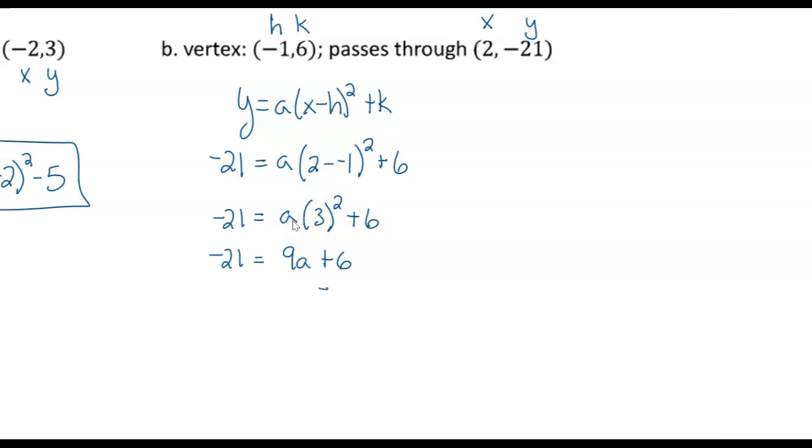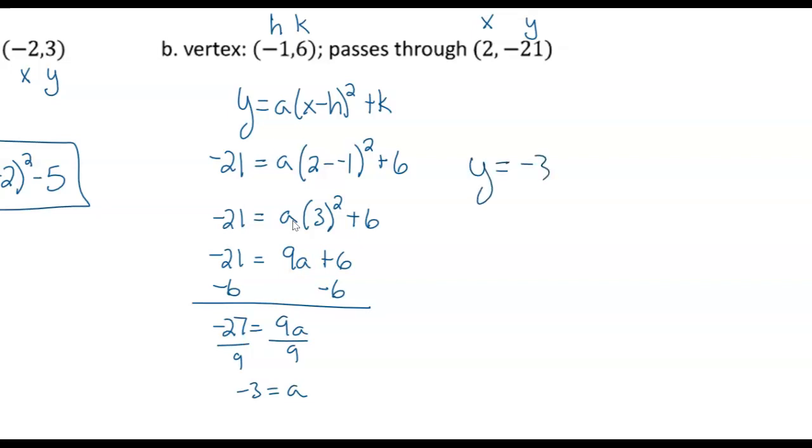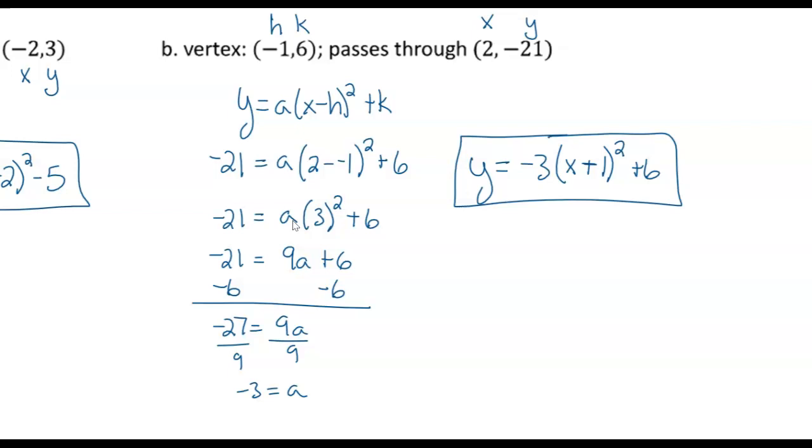Then we're solving for a, so we're going to subtract 6. I get -27 equals 9a. I divide by 9, and I get -3. So that's y equals, a is -3, x minus -1, we're going to write as +1, squared plus 6. And that is our equation.